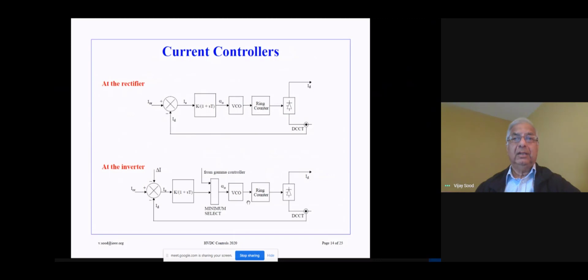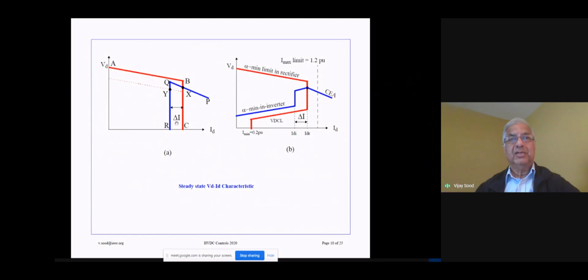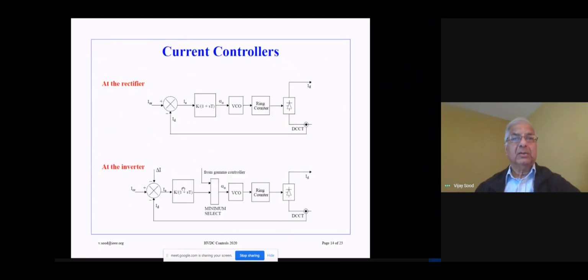Now, at the inverter, we have a similar control system. We have a measurement of the DC current. That is taken and compared with the ordered value of the rectifier current order. So you can see that these two are the same. We have to subtract the current margin from this value. Remember, we were talking about this current margin over here. So the rectifier current order is set at this value, minus the margin gives you the current order at the inverter. So we generate an error signal. We go through a PI regulator again, two gains, and then we go into the voltage controlled oscillator and a ring counter to distribute the firing pulses to the converter.